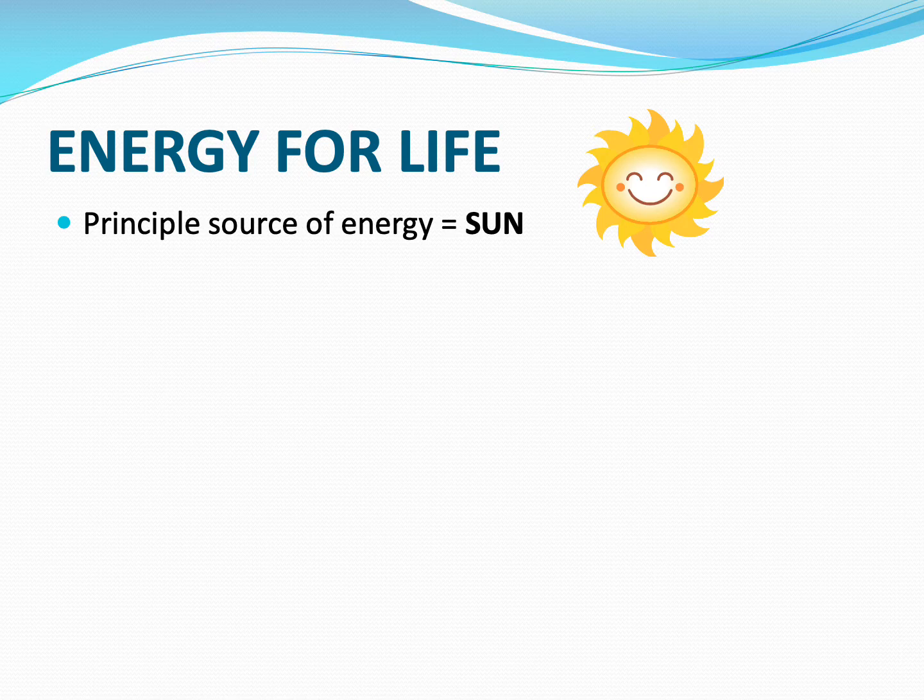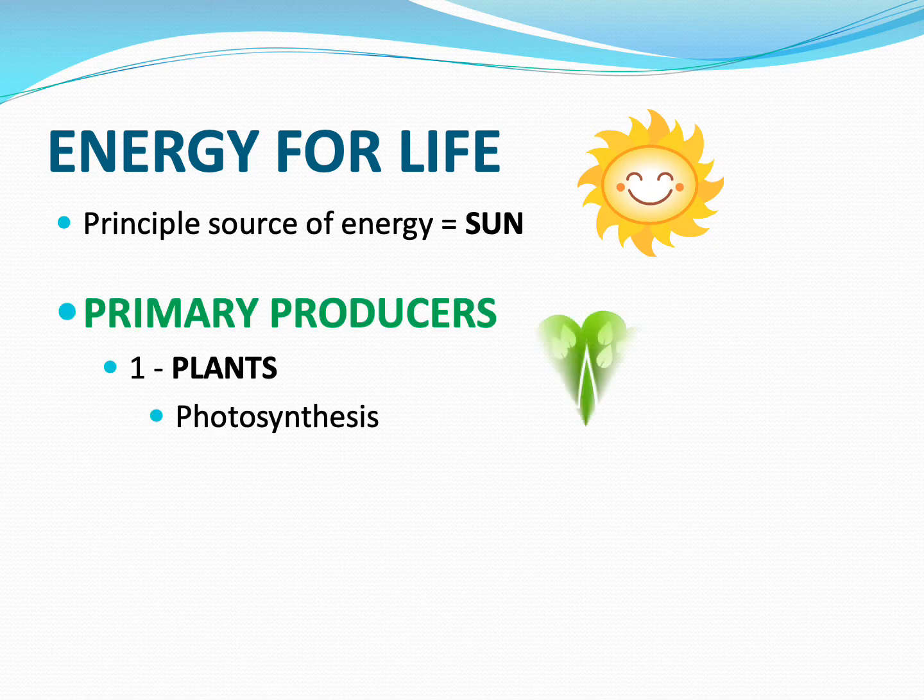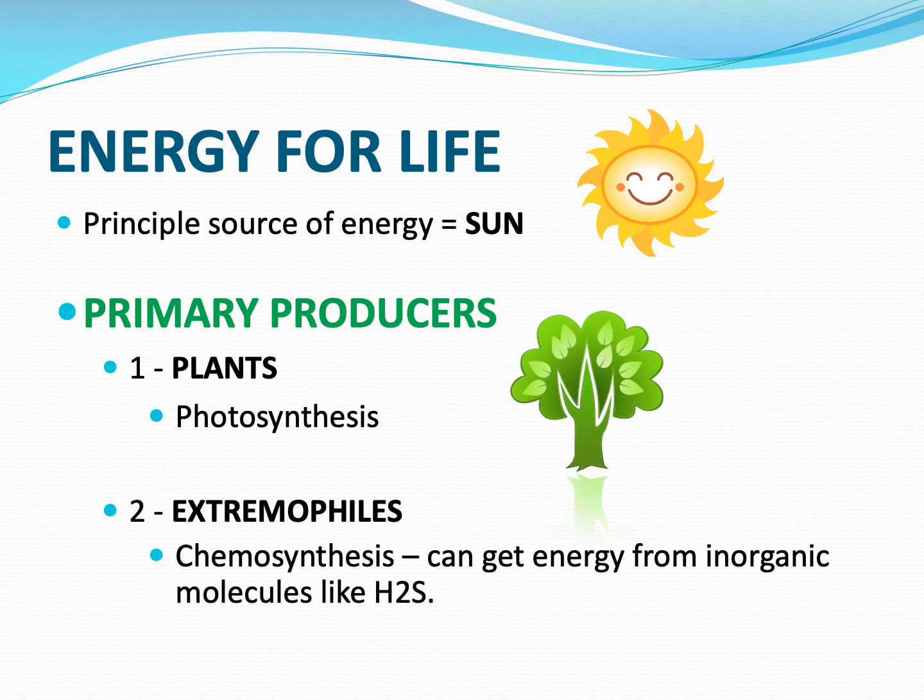Within our living systems, the principal source of energy for life is the sun. We have primary producers in our ecosystem, the plants, which are able to photosynthesize and capture that sun energy. Another primary producer would be extremophiles, which are a kind of bacteria. They're known for living in extreme environments, like in the mouth of a volcano, and they can perform certain biological pathways like chemosynthesis, getting energy from inorganic molecules like hydrogen sulfide.